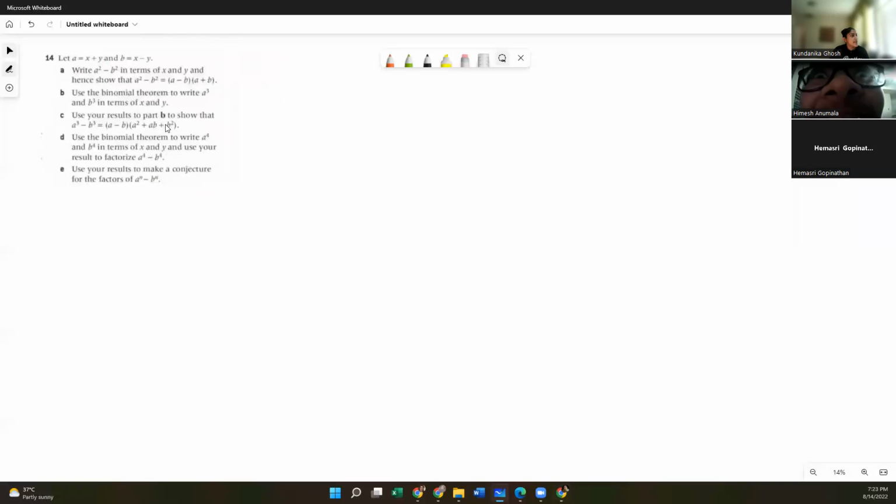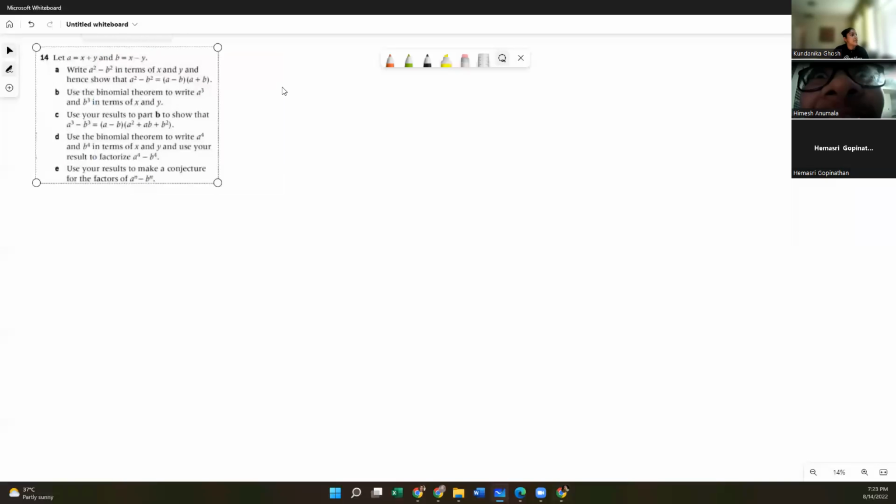Use the binomial theorem to write a to the power 4 and b to the power 4 in terms of x and y, and use your result to factorize a to the 4th minus b to the 4th. So, okay.